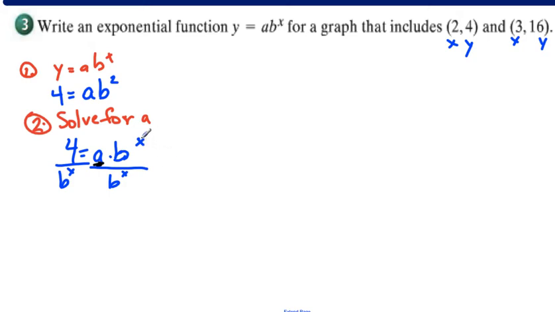And now these cancel out on the right, and you have a equals 4 over b to the x. Or you could have 4b, well, how did that get to be negative x? I'm sorry. That's supposed to be b squared. How did I change that from there to there? So we have b squared. Be careful. Obviously, I'm making stupid mistakes.